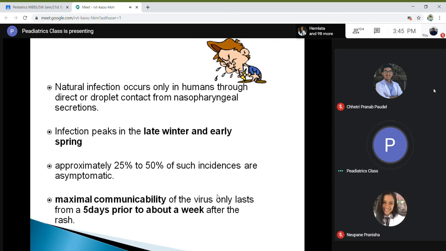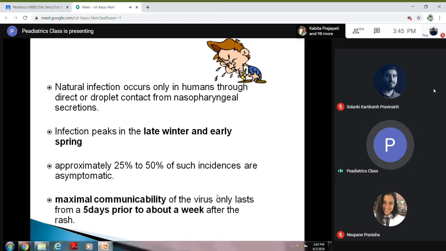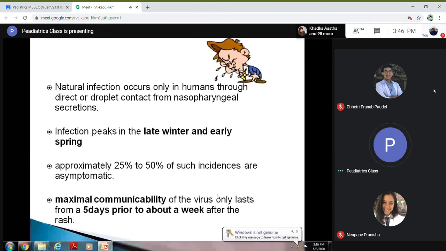Can you hear? Okay. The maximum communicable period of the virus lasts from 5 days prior to about a week after the rash. That's why the rash is important. Five days prior to the rash and a week after the rash. So the communicable period is the infectivity, and it gives you a linear guide for precautions and for how long.